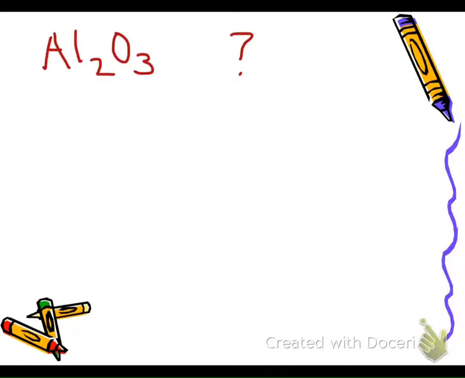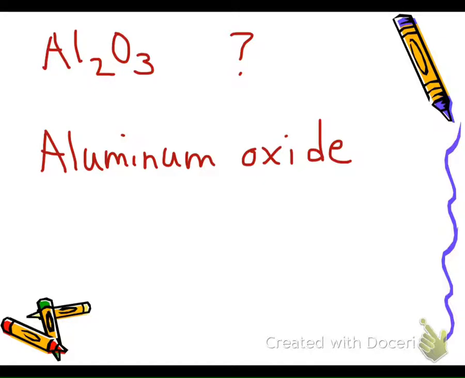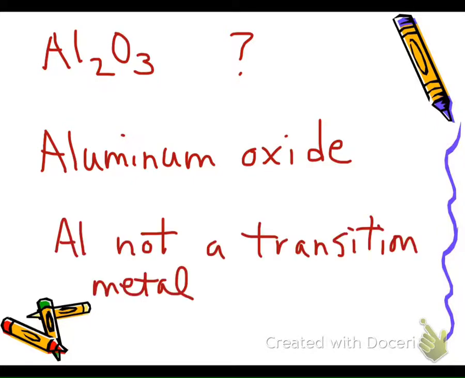Let's give you one last one. Al2O3. Take a moment, attempt to write the correct name. Okay, hope I didn't stump you. Correct answer is aluminum oxide, not aluminum Roman numeral 3 oxide. A reminder, aluminum is not a transition metal. It therefore does not need a Roman numeral. So just because we learn Roman numerals, don't go Roman numeral happy.